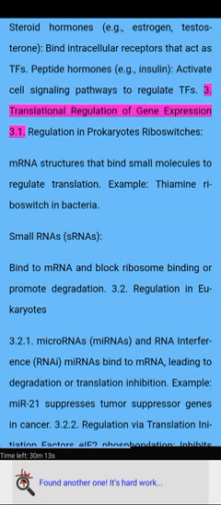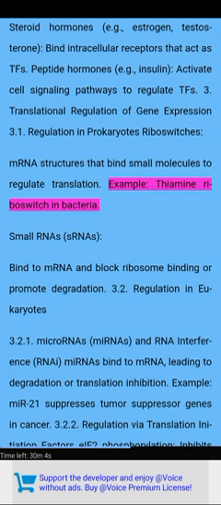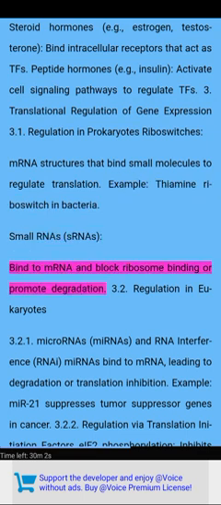3. Translational regulation of gene expression. 3.1. Regulation in prokaryotes. Riboswitches. mRNA structures that bind small molecules to regulate translation. Example, thiamine riboswitch in bacteria. Small RNAs, sRNAs, bind to mRNA and block ribosome binding or promote degradation.